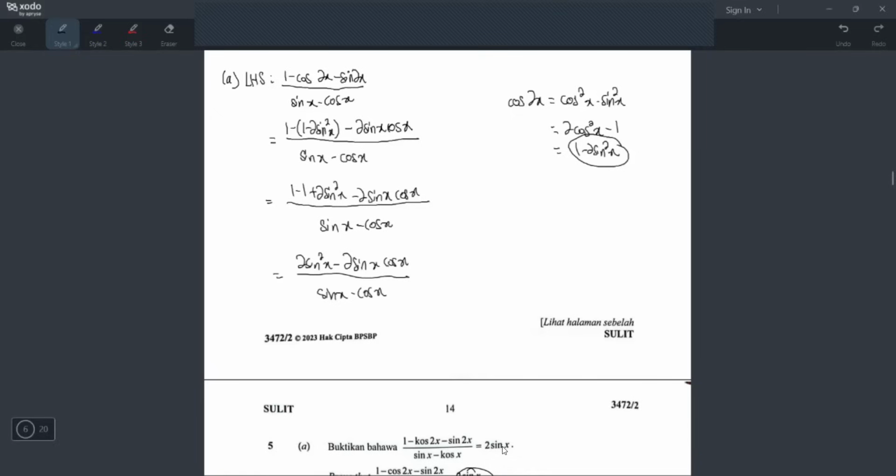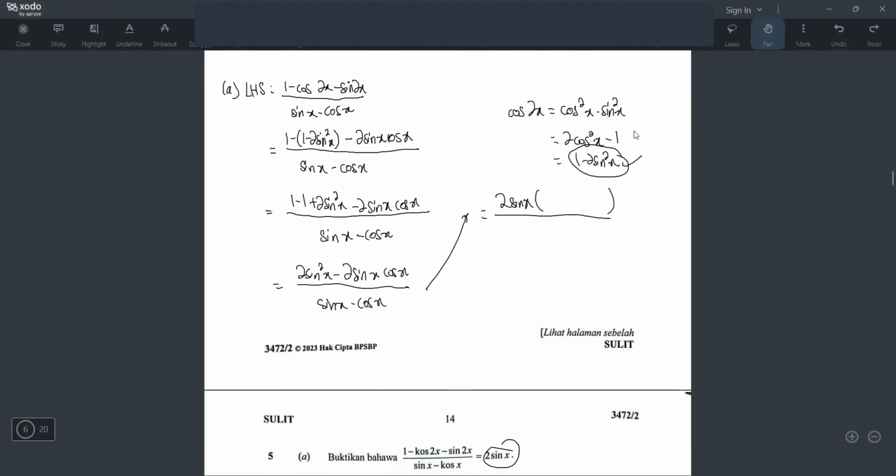But what you want now on the other side is just 2 sine x. So there must be some way to cancel this, but you have to factorize first. You factorize out the 2, but don't just factorize out the 2, the sine x also you can factorize. Can you see the 2 sine x is exactly this? So now you understand why I chose to convert to this. Of course, you can convert to the others also, but your working will be much longer. But you will get to the final answer eventually also.